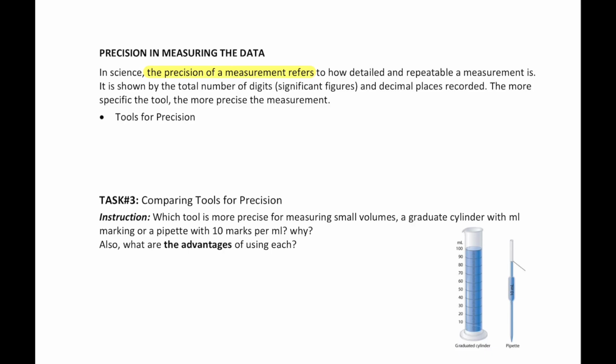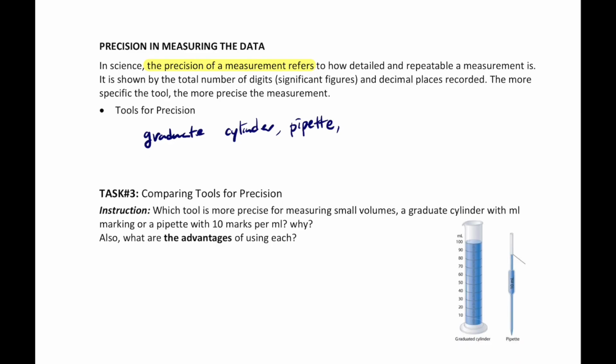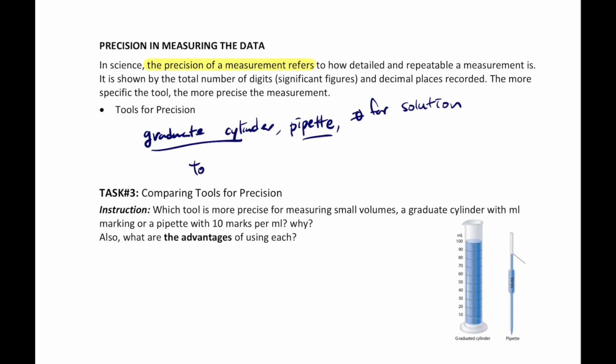Okay, so tools for precision. So you can use something like a graduated cylinder or pipette. Okay, so the most precise tools that we can use to measure a solution are the graduated cylinder and pipette. But if we are making a solution, right, in that case, we have to use the flask. Okay, so to make a solution, we always have to use a volumetric flask.